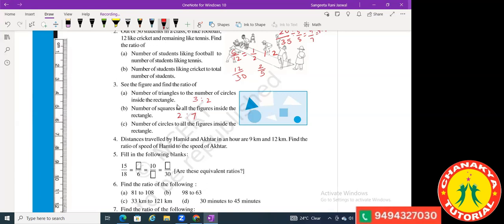Okay, now Soumya will tell me. Find the ratio of the number of circles to all the figures inside the rectangle. How many circles are there inside this figure? Ma'am, 2. 2 circles are there. And how many total figures are there? 7, ma'am. So what is the ratio? 2 is to 7.